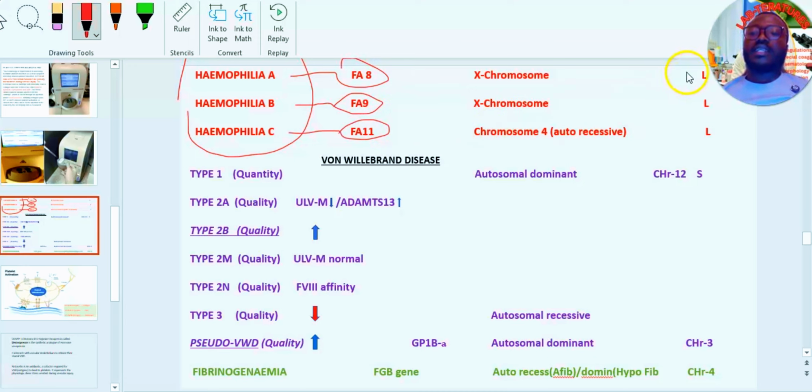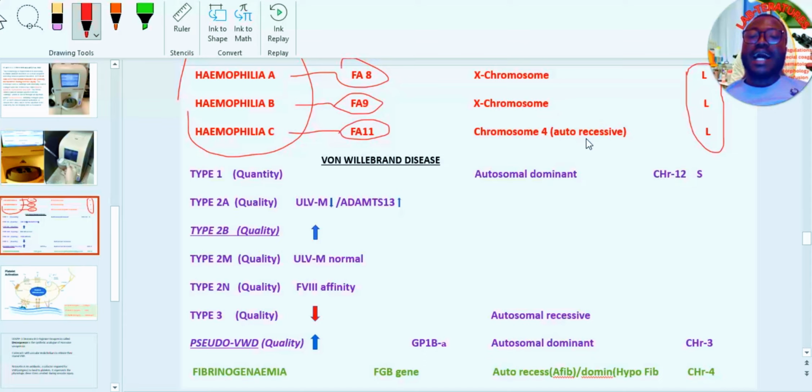Interestingly, there is no need to bother yourself about which arm. Once you talk about hemophilia, they are all on the long arm of their respective chromosomes. Very simple. Now, let me discuss something as far as the XX and this chromosome 4 autosomal recessive is involved. I'm going to explain three things.